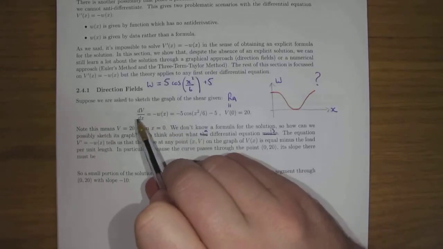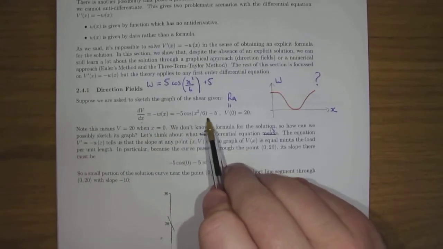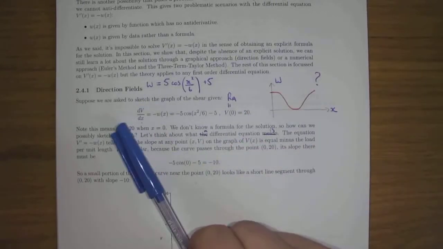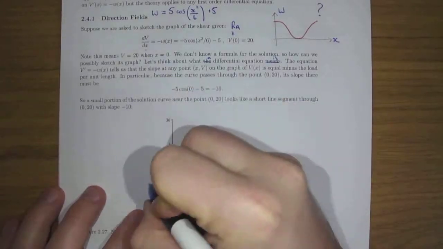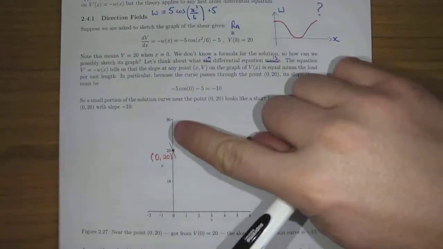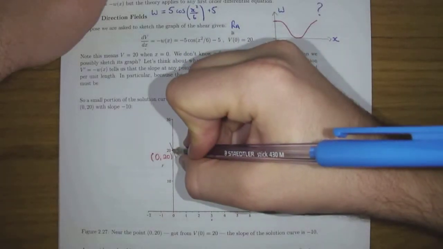So what this is saying is that whatever the shear curve looks like, at x equal to 0, its slope, if you substitute x equal to 0 into this, you get out minus 10. So the slope of the shear curve is minus 10 at x equal to 0, so it's going down. So we get something like this. A small portion of the solution curve near (0, 20). And what do I mean by (0, 20)? I mean distance equal to 0, the shear is equal to 20. That's given in the question. The graph of the shear looks something like this. Okay, so whatever the solution is, it starts off in this direction.